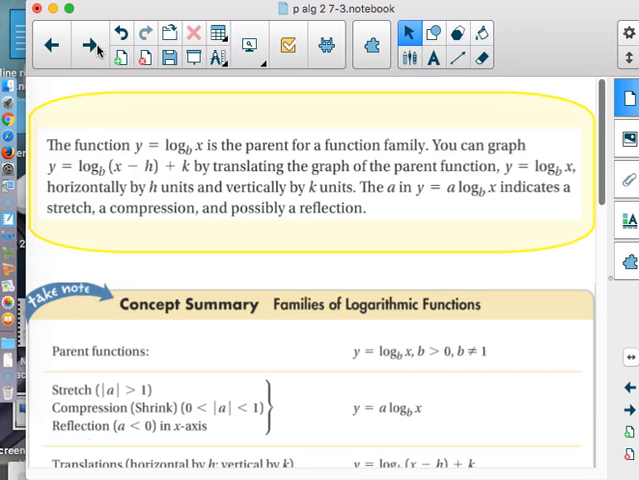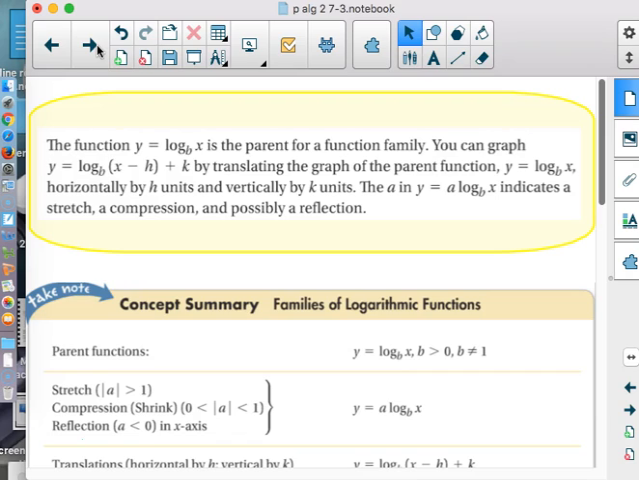By translating the graph of the parent function y equals logarithm base b of x horizontally by h units and vertically by k units, and then of course we might have an a in front of there to tell us whether or not that's going to be a vertical stretch or a compression. Now, what that does is messes things up a little bit. And so that's one I'm probably not going to have you do with your partner, but we'll do a couple of these just to make sure that we get the H and K piece right first.